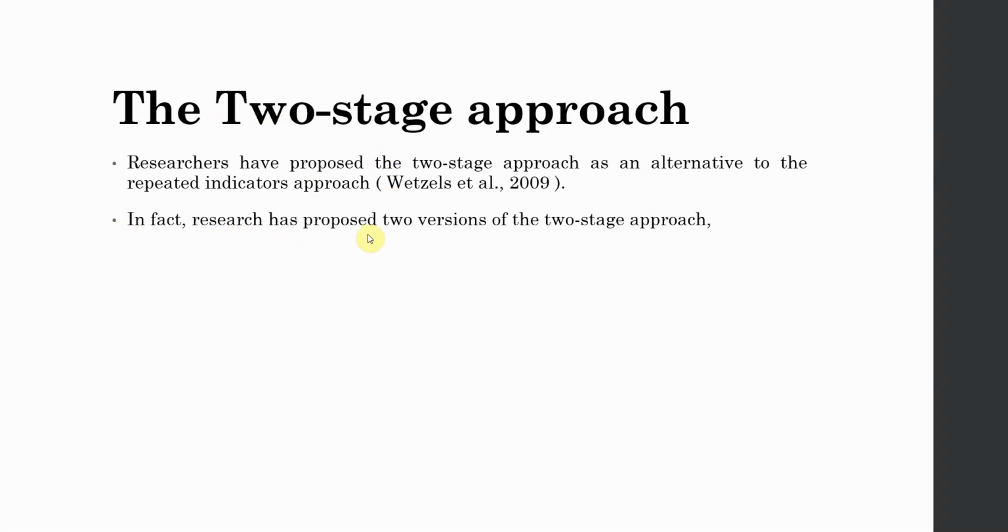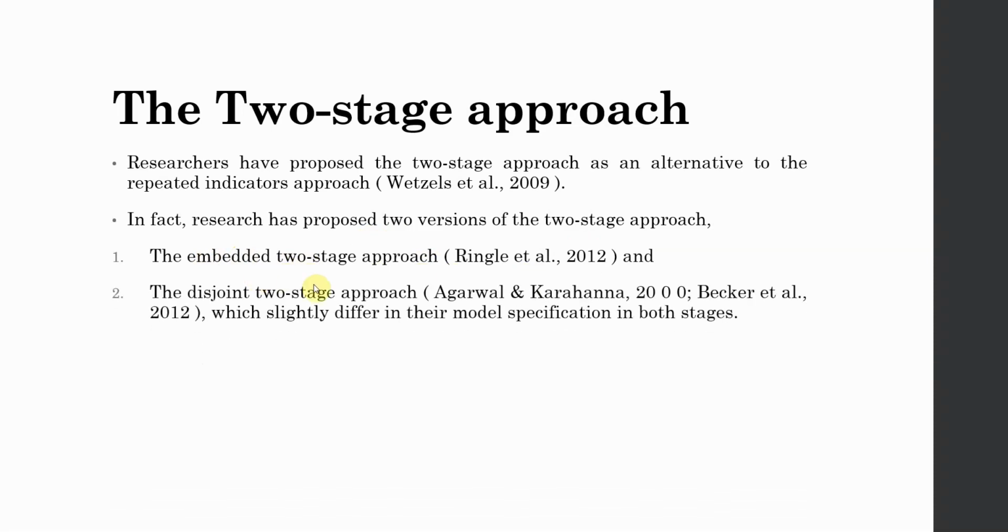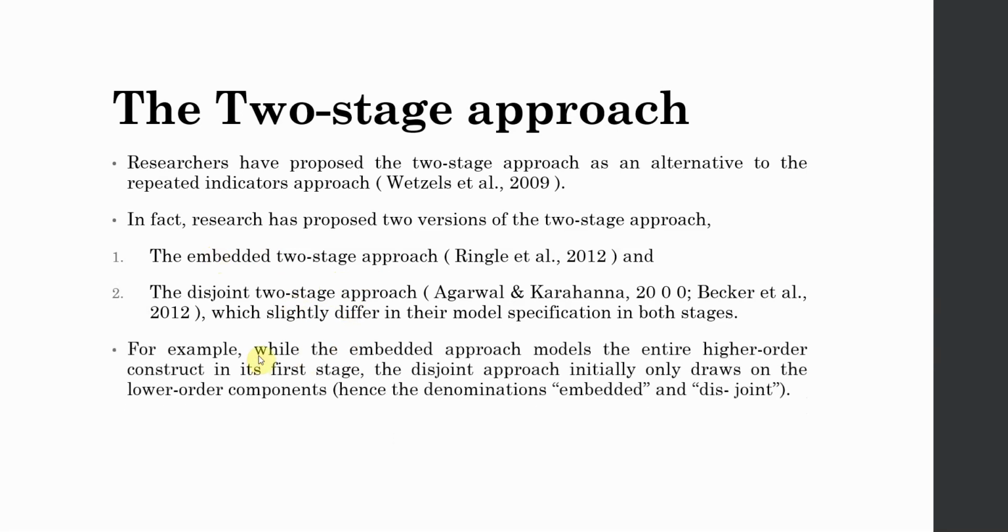In fact, research has proposed two versions of the two-stage approach. The first, the embedded two-stage approach, and the disjoint two-stage approach. Now, the disjoint one differs slightly from the embedded two-stage approach. For example, while the embedded approach models the entire higher order construct in its first stage, the disjoint approach initially only draws on the lower order components, hence the denominations embedded and disjoint.